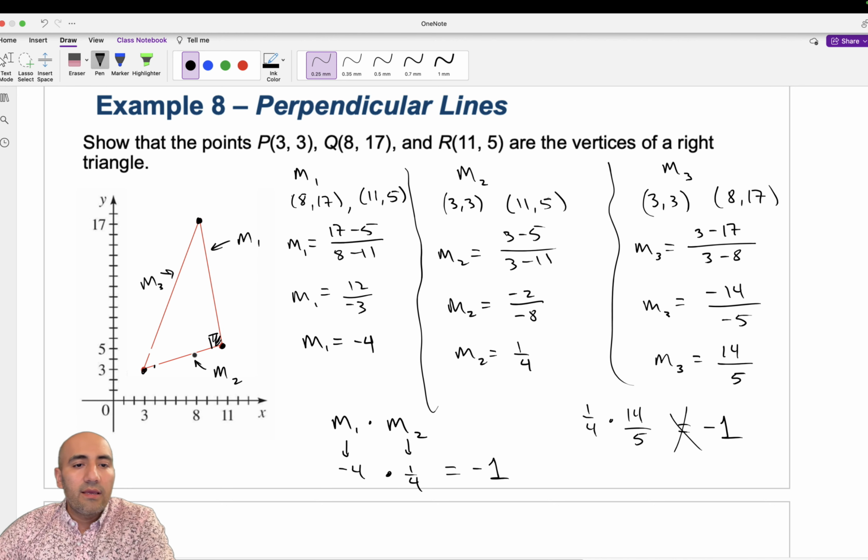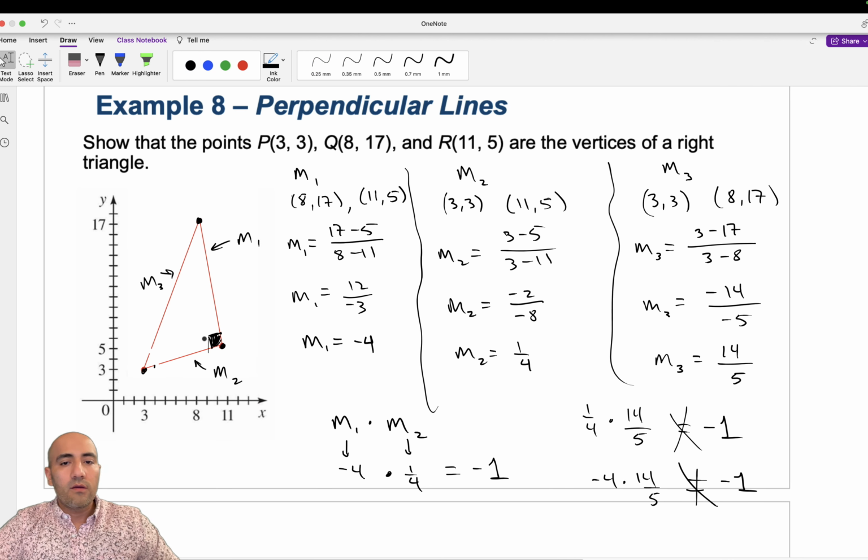That's m2 and m3. And same thing with 1 and 3. If I multiply negative 4 times 14 over 5, that does not equal negative 1. So again, this line and this line do not make perpendiculars. But this line and this line did. That forced a perpendicular. That means that this is 90 degrees. Therefore, this is a right triangle because one of the interior angles is 90 degrees.